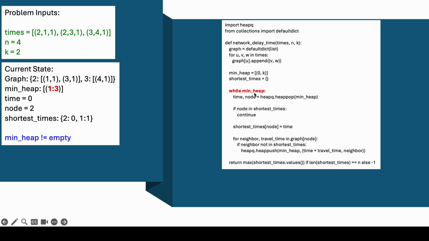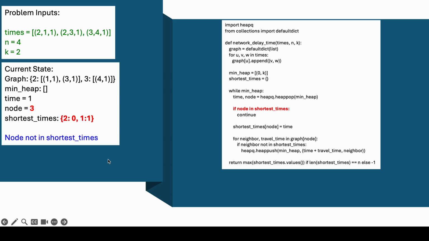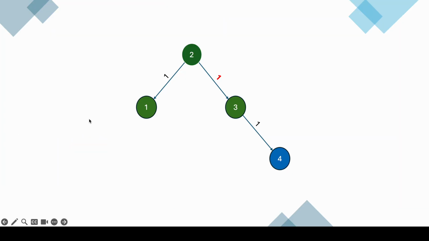And we go back to the min heap. We know that there are still values in it. Now we pop out that value and place it into time and node. And again, node is not in shortest time. 3 is not here, so it's not going to skip it. Now we initialize the shortest time, which would be node 3. From 2 to 3 is going to take 1, and now we're going to add it in our next loop.